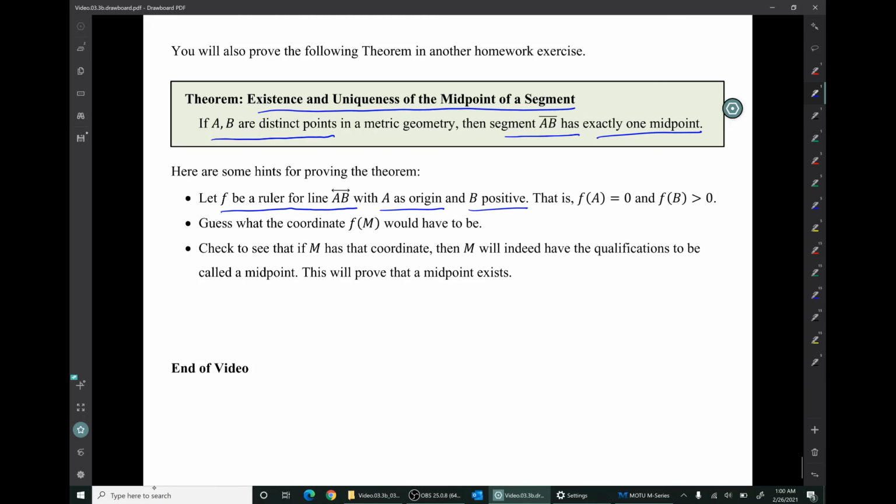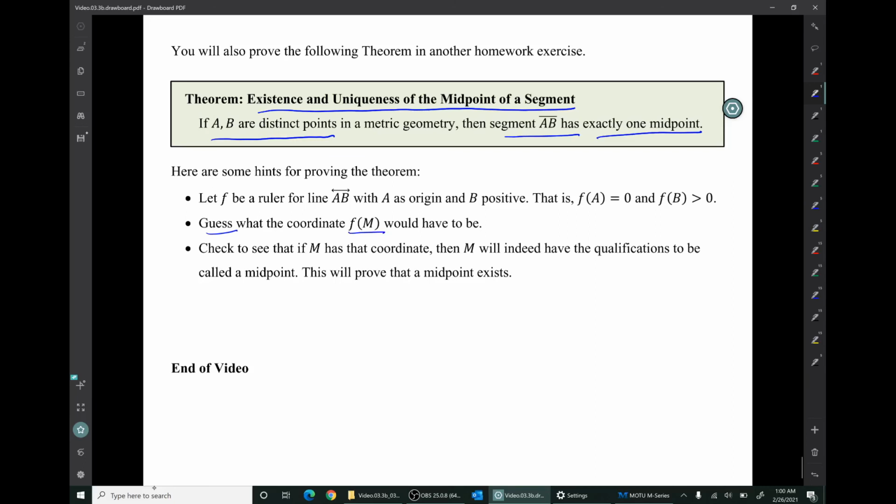You should look up the number of that, though. So we have a ruler that has the property that f of A is 0 and f of B is greater than 0, some number greater than 0. That's the first hint. The second hint is to then guess what the coordinate f of M would have to be. I'm going to leave that to you to guess.